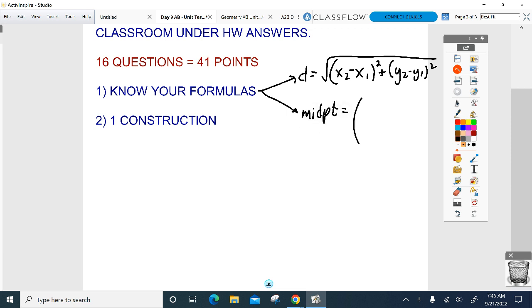Midpoint. What do I do with the x's? Add the x's, not subtract. Add them up, divide by 2.